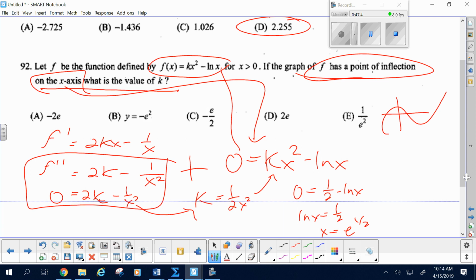But the question isn't what is x. The question is what is k. And so if k is 1 over 2 times x squared, then it's 1 over, that's not an answer. What is the answer?